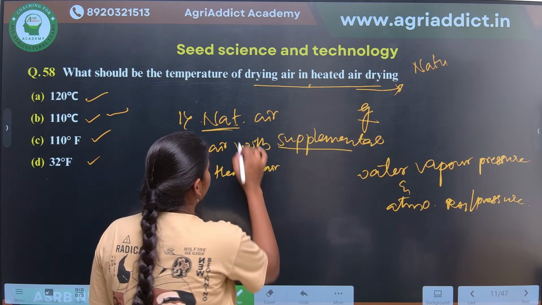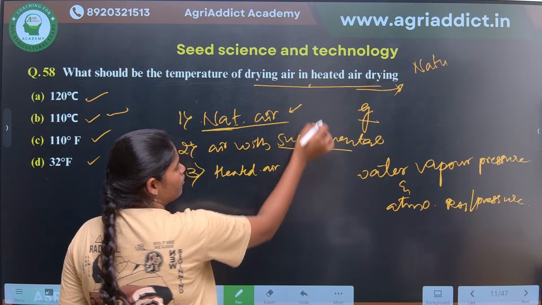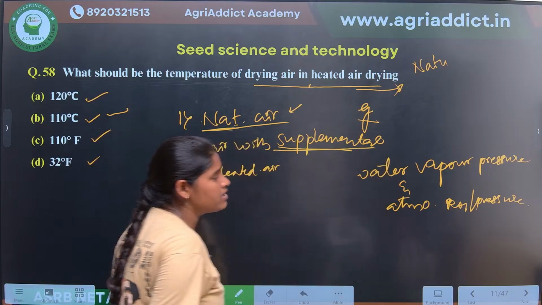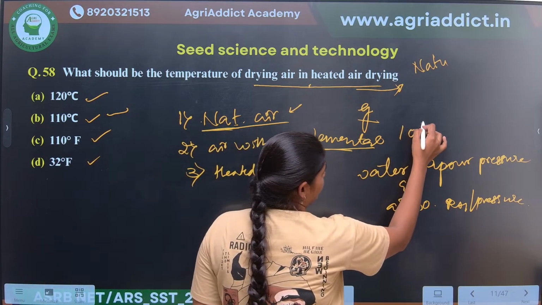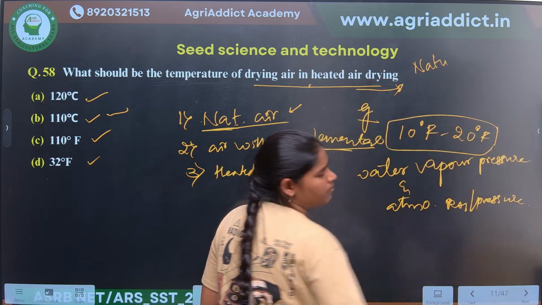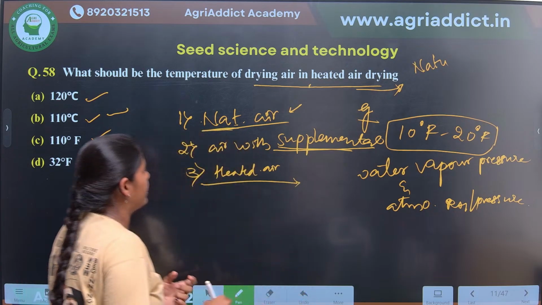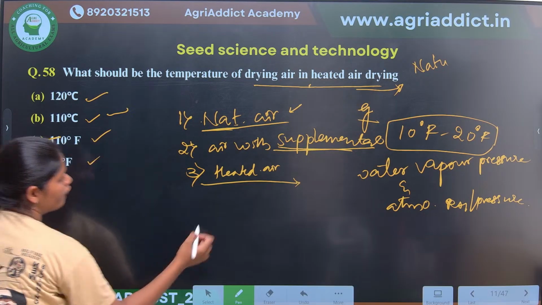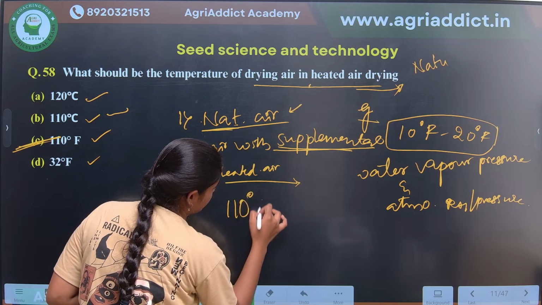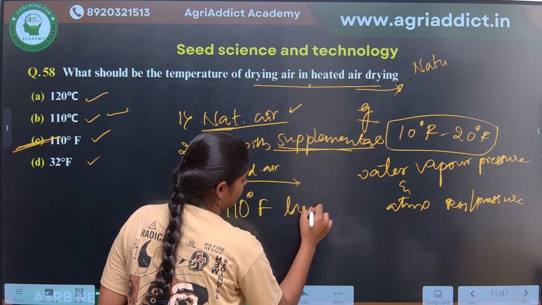In natural air drying, we are not using any external heat for the air; we are just providing natural air. In supplemental heat, we are giving just 10 degrees Fahrenheit to 20 degrees Fahrenheit so that the seeds lose moisture a bit quickly. And in heated air drying, we are giving 110 degrees. Don't confuse degree Celsius and Fahrenheit, just see the units, okay? 110 degrees Fahrenheit temperature.